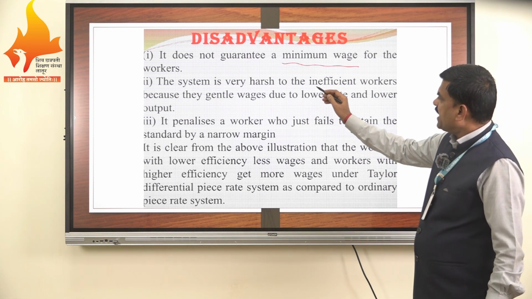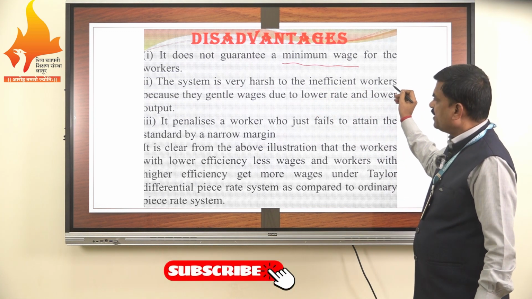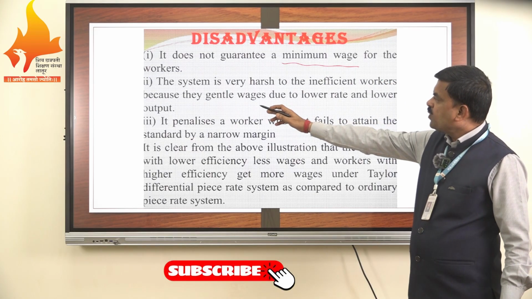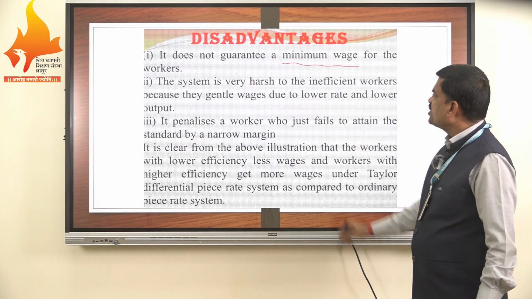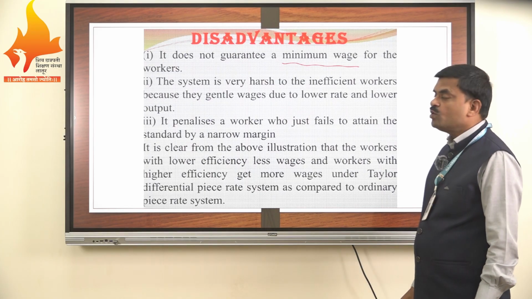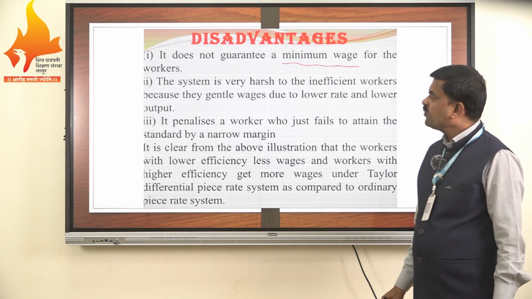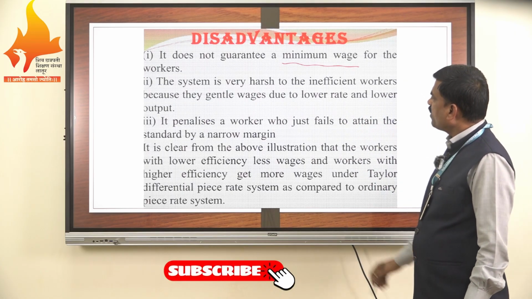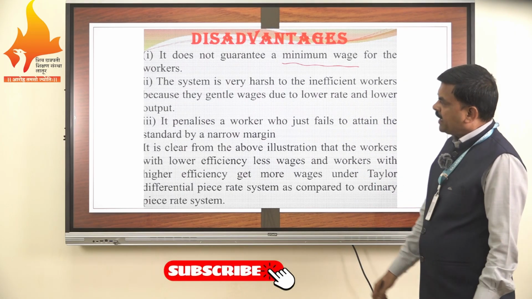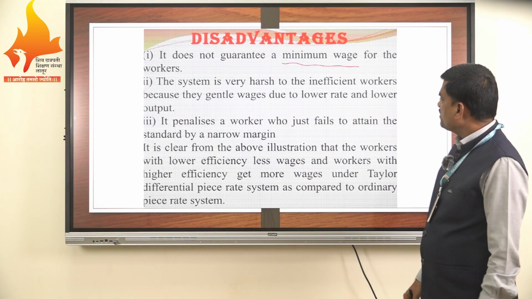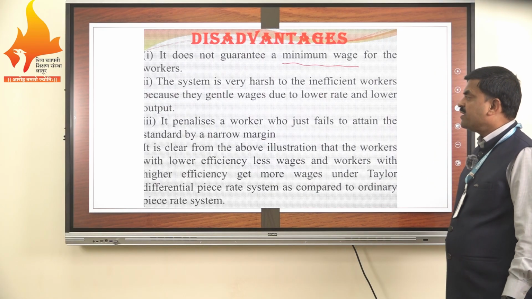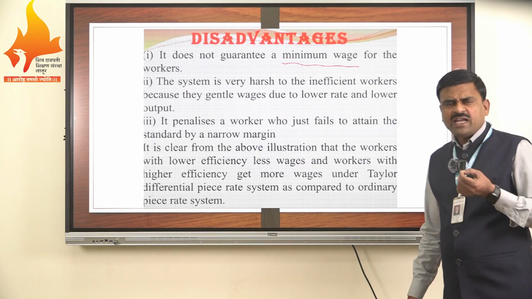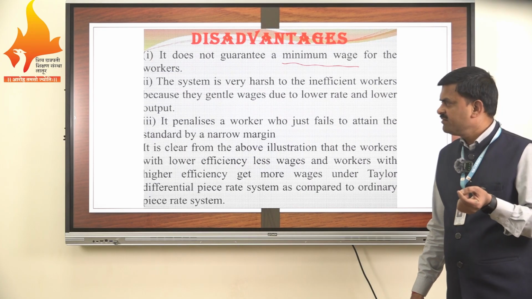This system is very harsh to the inefficient worker, because they get meager wages due to the lower rate and the lower output. So here we can say this system does not give justice to the new worker or the inefficient worker. It penalizes a worker who just failed to attain the standard by a narrow margin, even 1 unit.